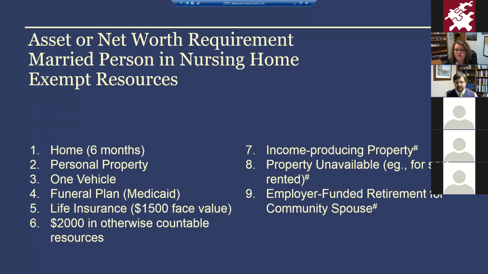Employer funded retirements for the community spouse. This has changed a little bit, just even in the last year or two. It used to be that you had to be able to show that retirement plans were work related for the community spouse for those to be non-countable. However, more recently, IRAs in general of the community spouse have been deemed non-countable. So we're not quite sure yet if that's going to stay that way, but as with Medicaid, the rules are constantly changing.